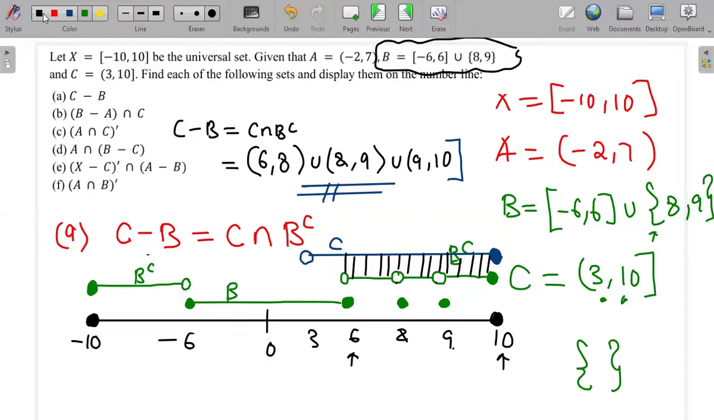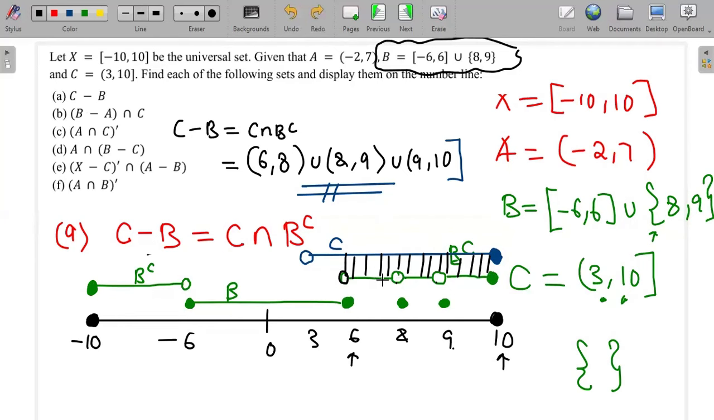Now, where there's a bit of thinking is on this side here, because there's some numbers that we actually listed there. So I go at the end point here on 6. I ask myself, is 6 in the B? Yes. So it means in the B complement, it should not be there. So I draw an open circle there, and then I start drawing a line going to the end of my universal set.